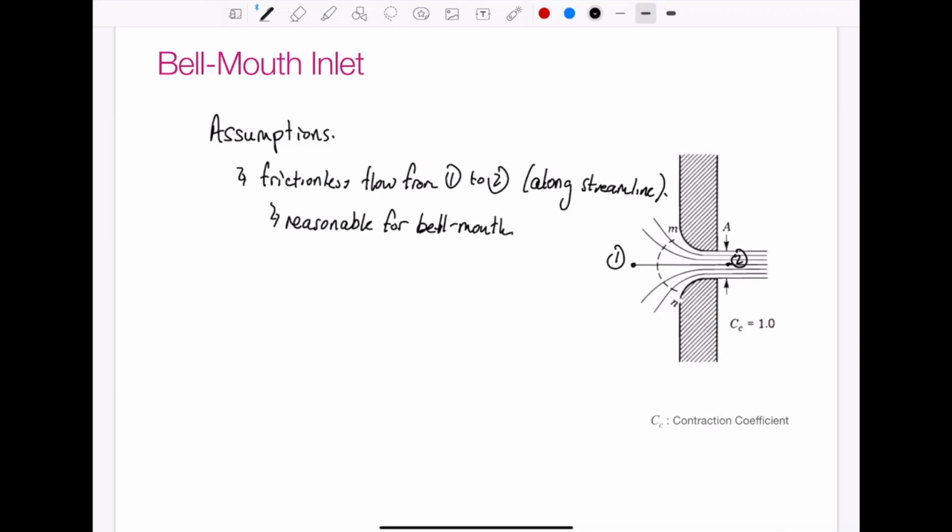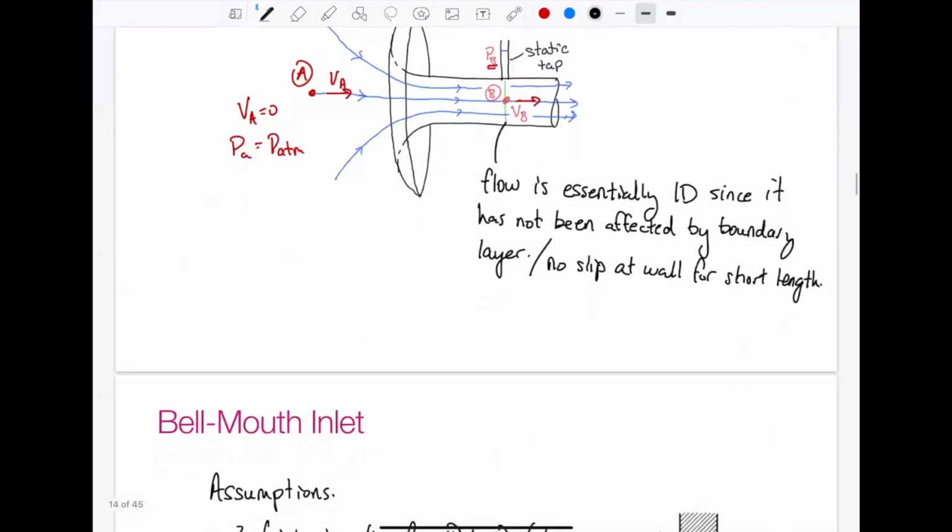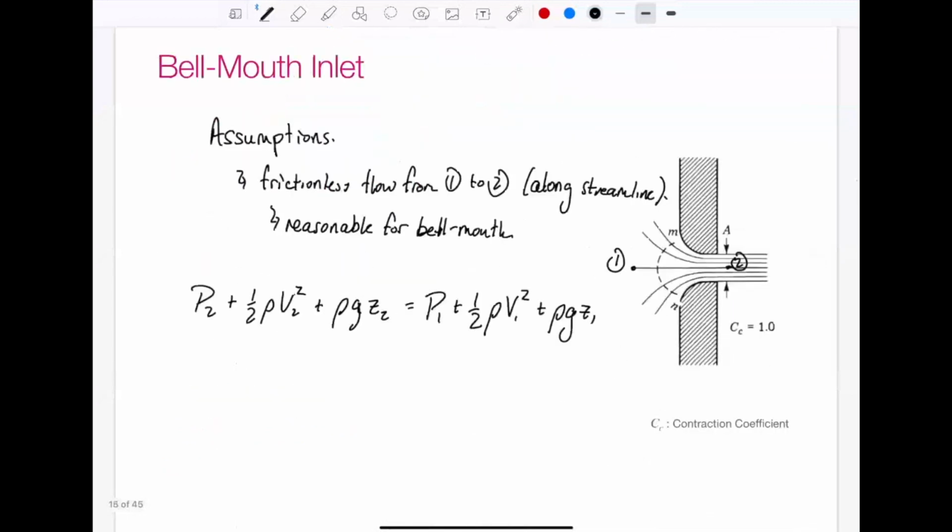So if that's the case, we can write Bernoulli's equation again. Let's write it in this form: P2 plus 1/2 rho V2 squared plus rho g Z2 is equal to P1 plus 1/2 rho V1 squared plus rho g Z1. Or if we wanted to separate this between point A and point B, let's just double check. Point A was our point far away and point B was our point close to.